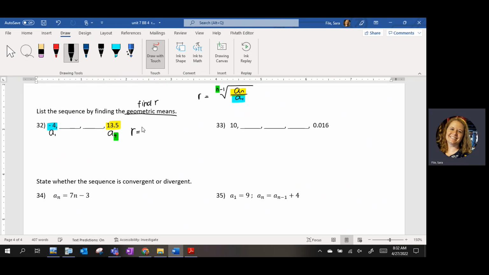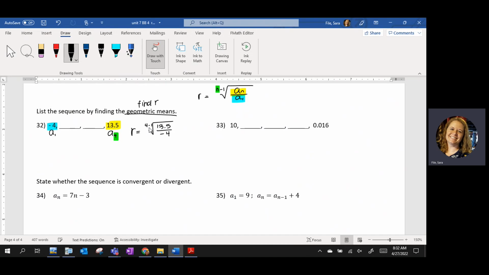Okay, so we've got 4 minus 1 as the index of the root. Okay, and then that would be 13.5 over -4. Okay, you can do this all at once in the calculator, or you can break this down.